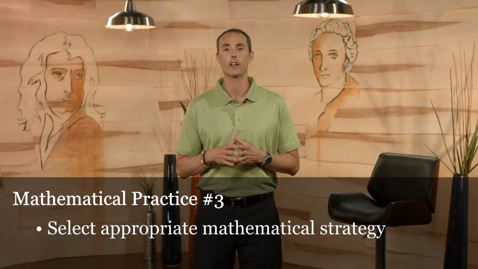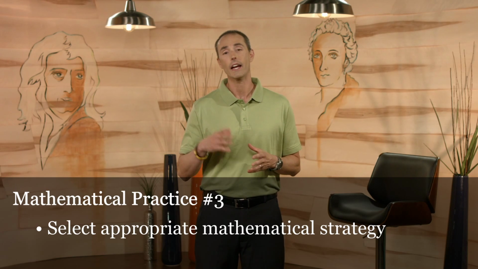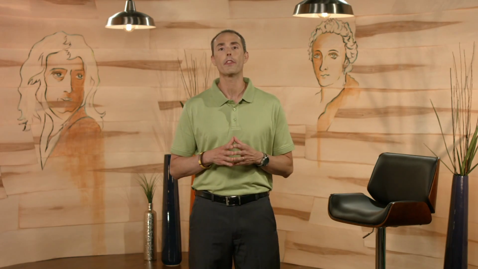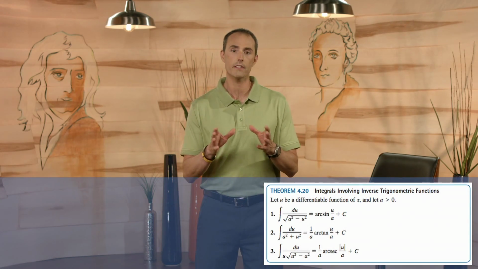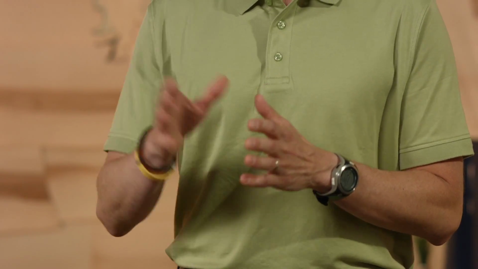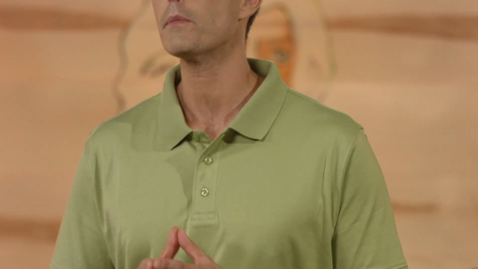Not only are students learning how to select the appropriate strategy, but now they're looking at the algebraic and computational processes necessary to integrate. So here's where I would start. I would have a nice thorough look at theorem 4.20. And the reason is because I want students to focus on arcsine and specifically arctangent, those two. What I want them to do is compare these with things they may have seen in the past.